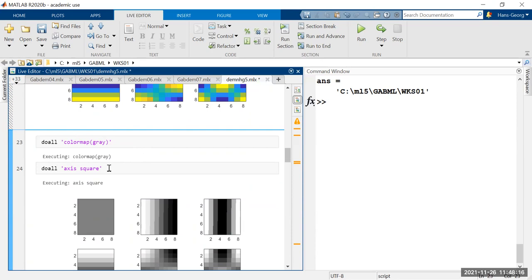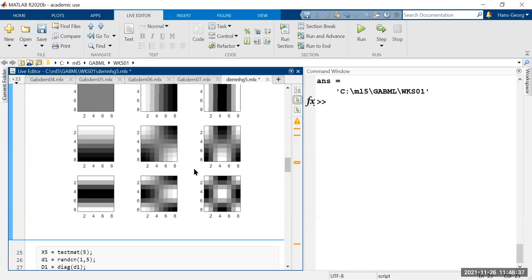So this do all is a very useful private routine that allows you to say, if I have a multiple plot or image with several plotting windows, and I want to apply the same command to all the windows, then I just do it once.